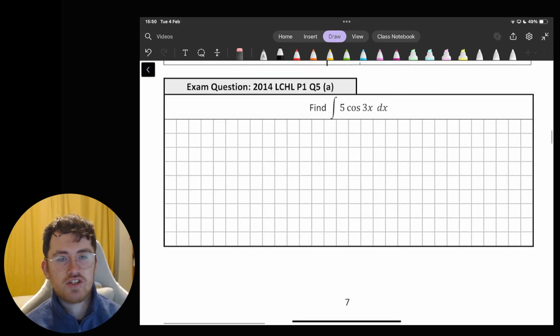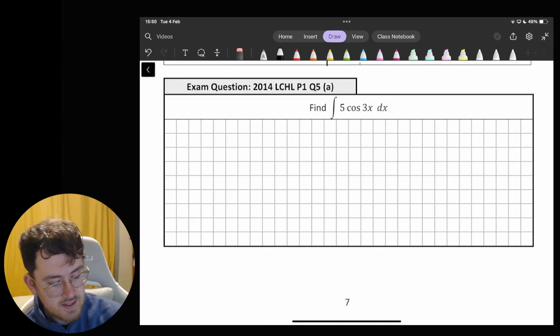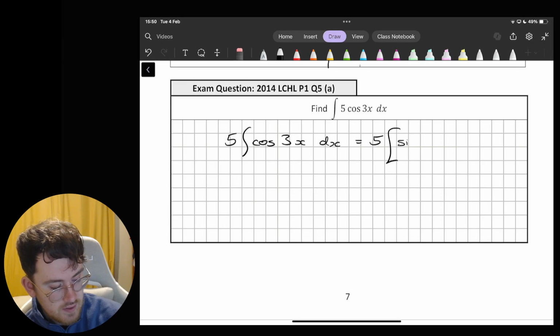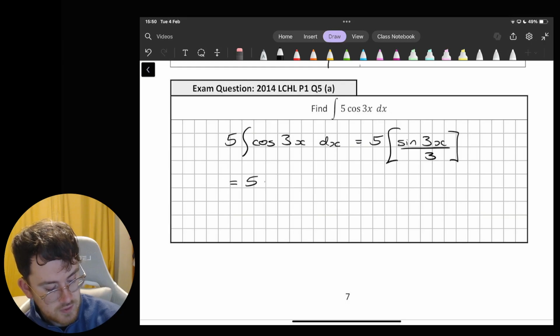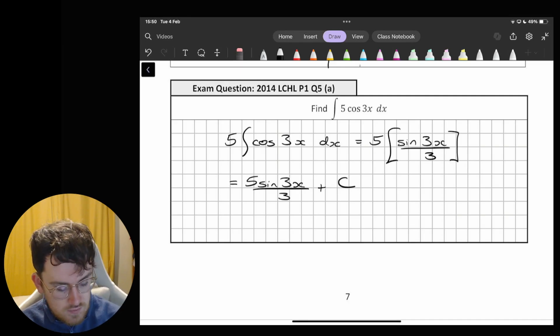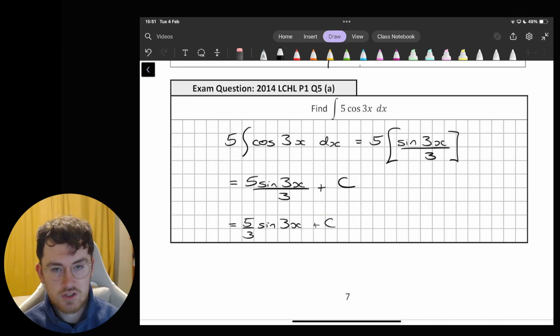Let's look at an exam question here. Find the integral of 5 cos 3x dx. Okay, straightforward enough, I suppose. Let's factor out the 5. Compute the integral. So cos, when we integrate it, goes to sine. So sine 3x, we remember now that we're dividing by 3 because that's the derivative of the angle part. So 5 sine 3x over 3, and I need to remember my plus c here because it's not a definite integral, I have no bounds on my integral. And of course we could write that in a different way if we wanted.